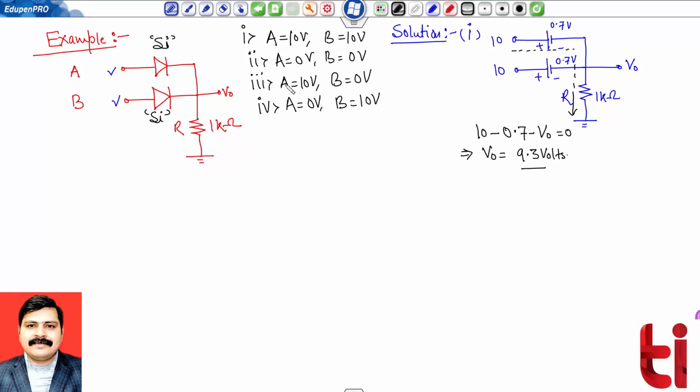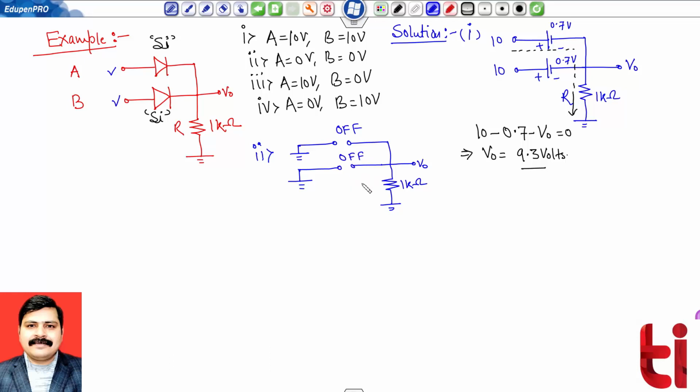Okay, now let us discuss case number 2, when both are connected to ground. So V naught across 1 kilo ohm, as both are connected to zero level or directly ground. So you can check no sufficient input is available. Minimum 0.7 volt is required to make a diode on. So both diodes D1 and D2 will be off.